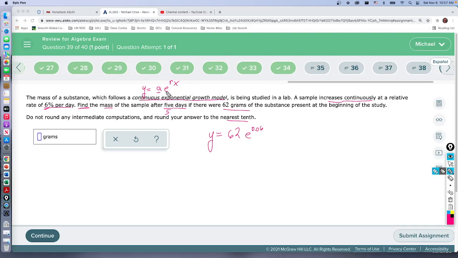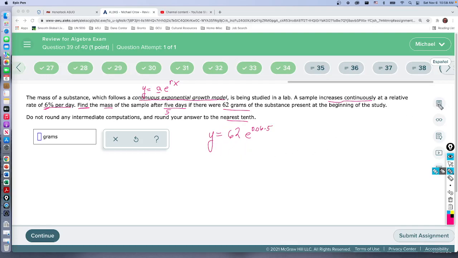So that rate is as a percentage. We don't add the 1 to there, because this is continuous. And then there's the x, which is how much time has passed. Well, we're told 5 days. So we multiply that times 5. Okay, that will give it to us.